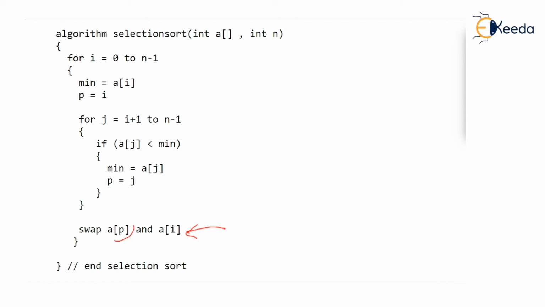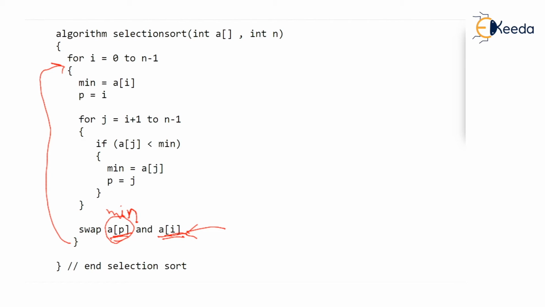Isn't the minimum at pth place? ap is the minimum because the minimum is at pth place. You swap that ap with ai because i is the pass number, and then you go back to the for loop and repeat the next pass. I hope you are understanding.